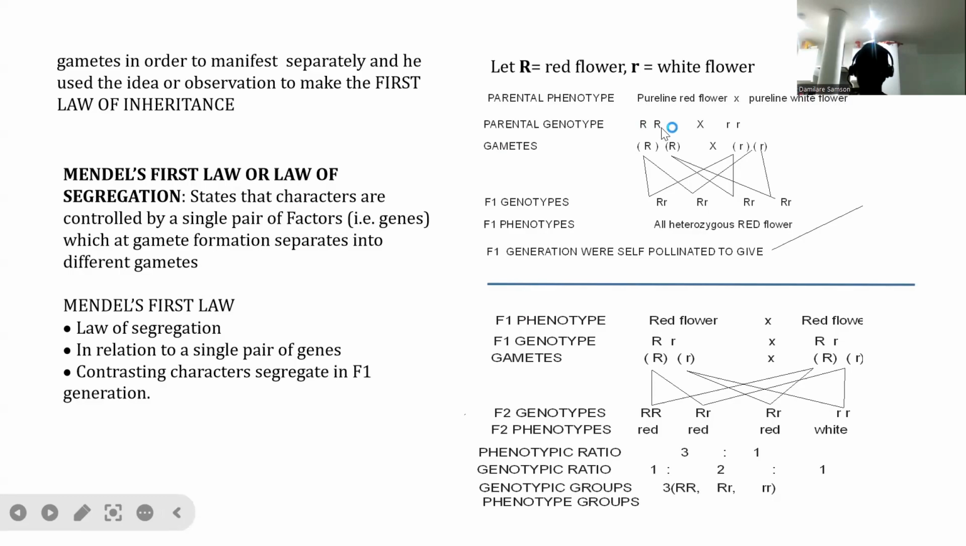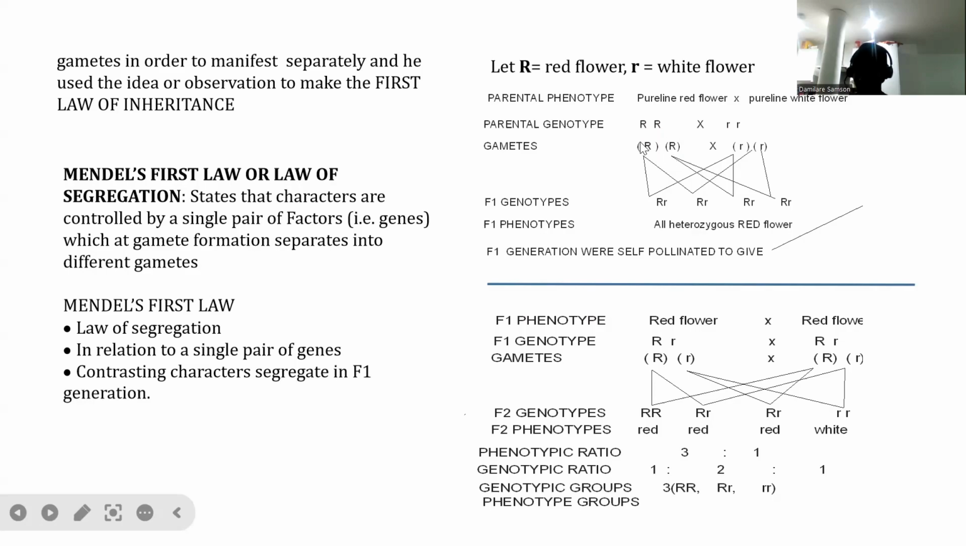This is the gene, RR. These are a pair. RR, a pair. This is another word, RR, which is what? A pair. Now, we say this pair of genes, during gamete formation, they will do what? They will separate into different gametes. And that is what we have here.